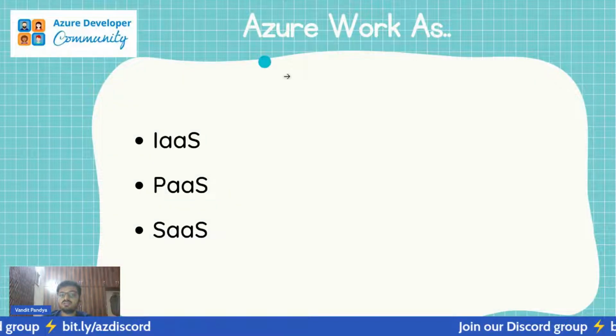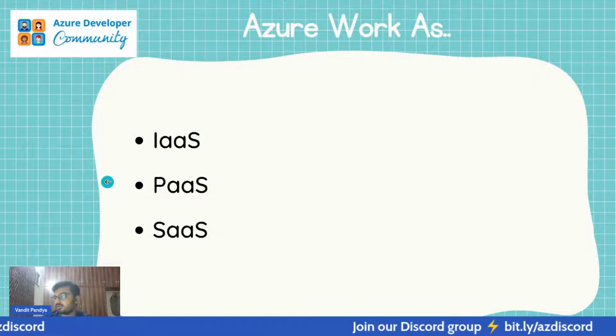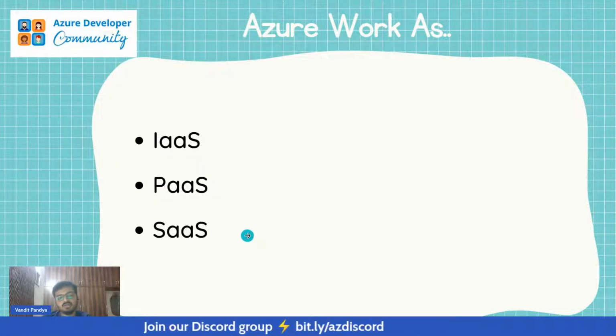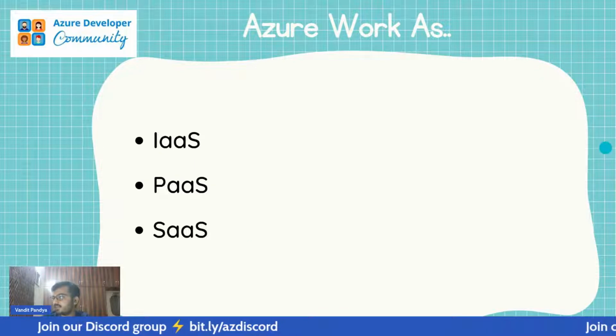Okay. So in which manner does Azure work? Azure works as IaaS, PaaS, and SaaS. So what are IaaS, PaaS, and SaaS?